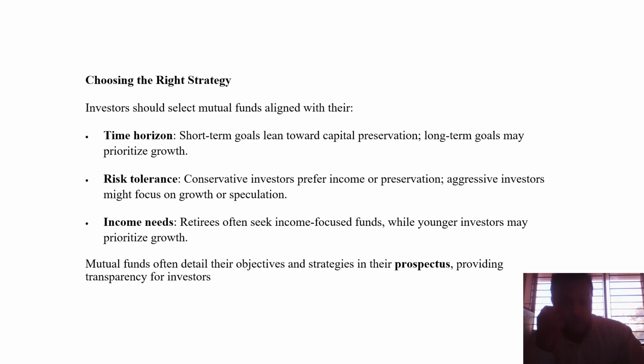Then coming to the third one, we have income needs, what we call financial goals. Retirees often seek income-focused funds, while younger investors prioritize growth. When I talk about income needs or financial goals, you identify your goals such as wealth creation, income generation, or capital preservation. So you prioritize your growth based on identification of your own goal, based on future wealth creation or income categories.